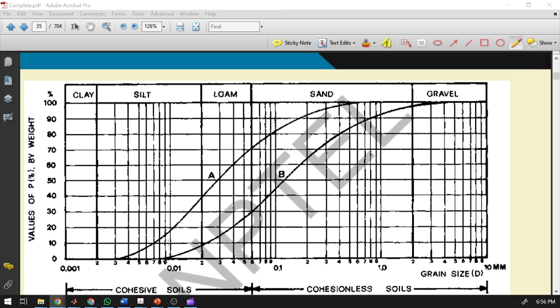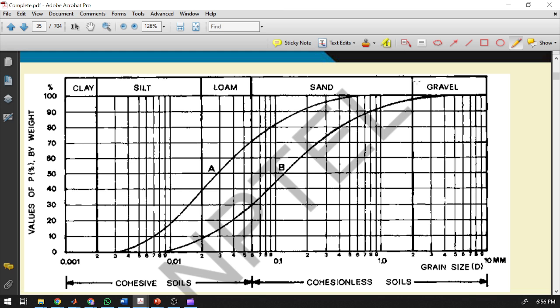Yeah. And also, I think there is something wrong with this. I also think that the cohesive soil that they have mentioned here is not correct, because I don't think silt is cohesive. Sometimes, yeah, but I don't think we can call it specifically cohesive soil.